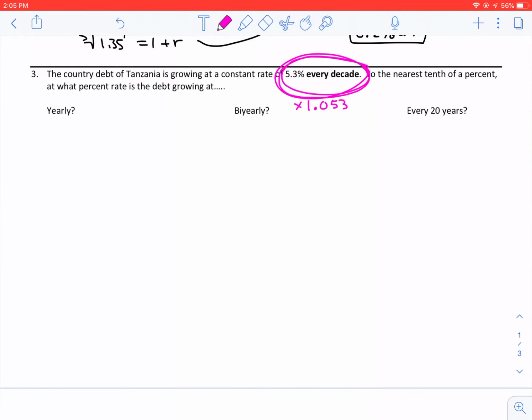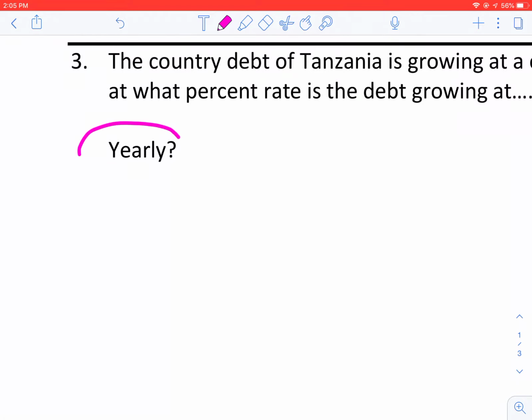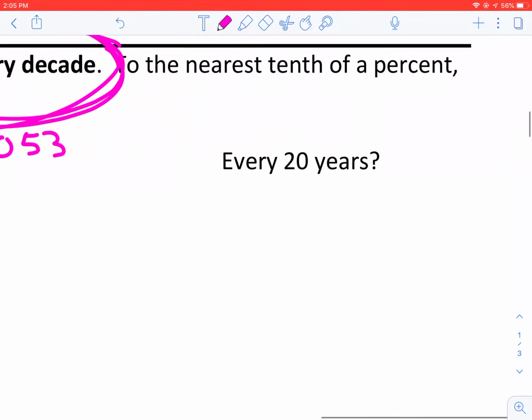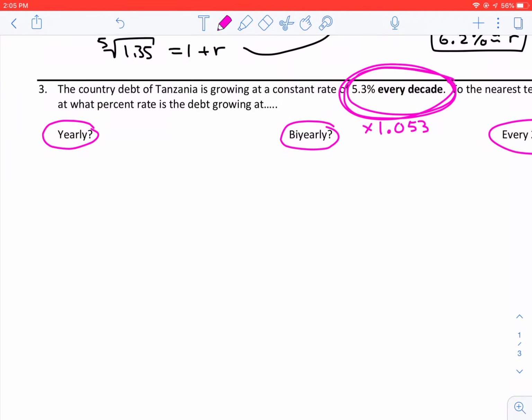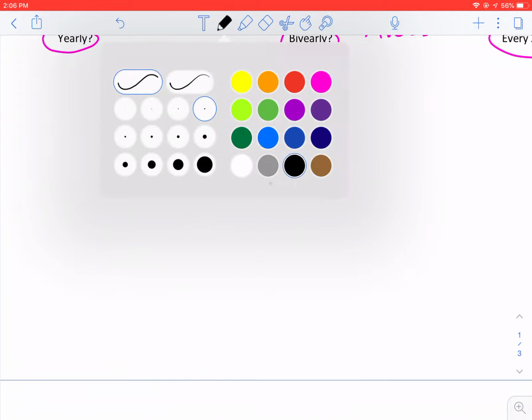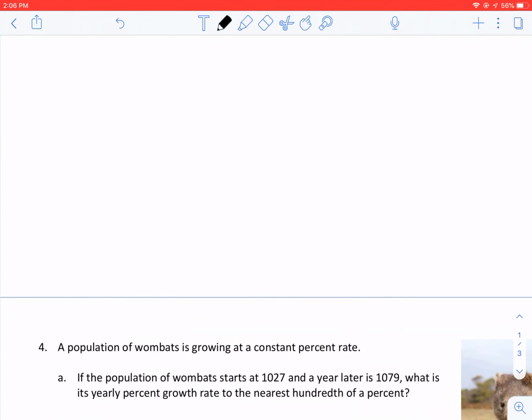And I want to start with this decade growth rate or growth factor and find out what our yearly growth rate and our bi-yearly, so every 2 years, and what is the growth rate for every 20 years? What percent rate is the debt growing at each year, every 2 years, and every 20 years? So drawing a diagram for this first one to find the yearly growth rate, let's say we start with some initial amount. I'll call that A sub 0.